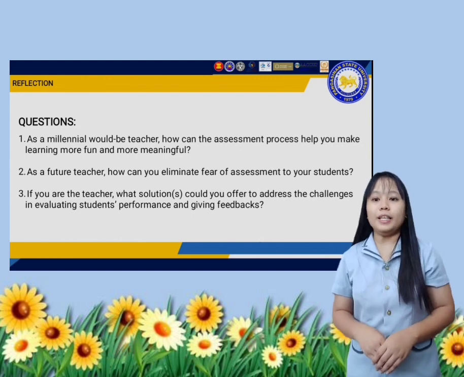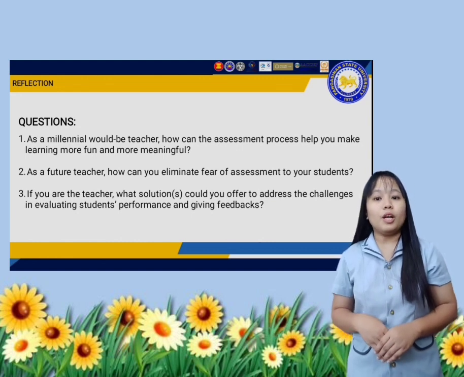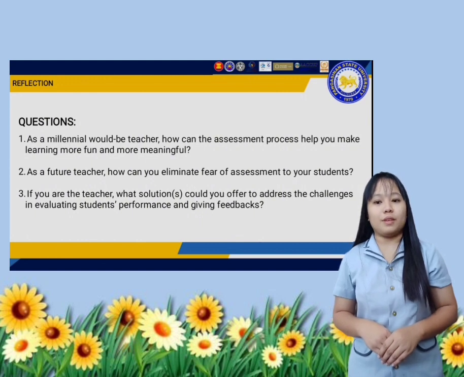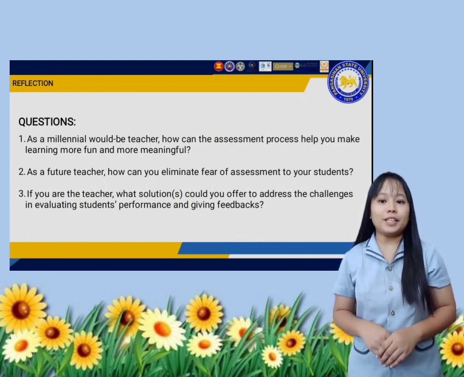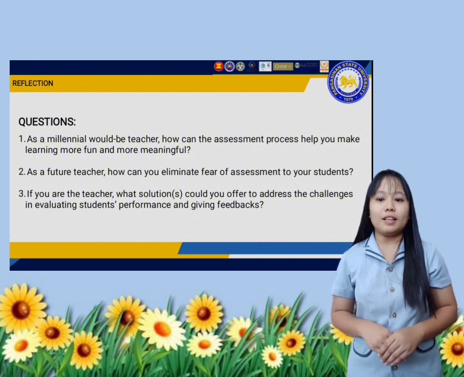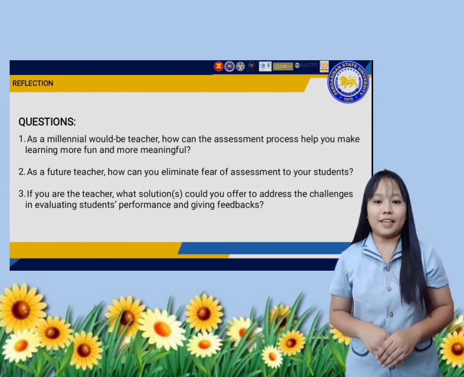And for number 3, if you are the teacher, what solutions could you offer to address the challenges in evaluating student performance and giving feedback? If we are the teacher, the solution that we could offer to address the challenge in evaluating student performance and giving feedback to them is to create a rubric that is suitable to the objective and learning capabilities of students, and also by explaining it to them so that they can be guided by it.